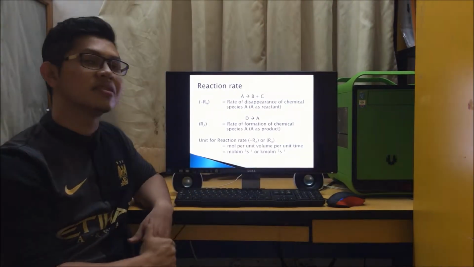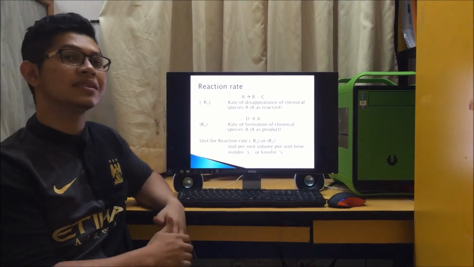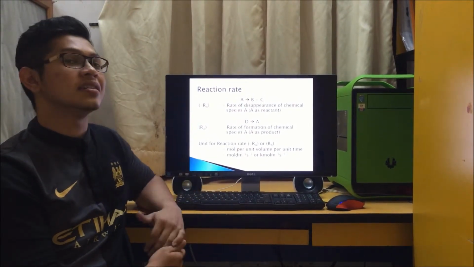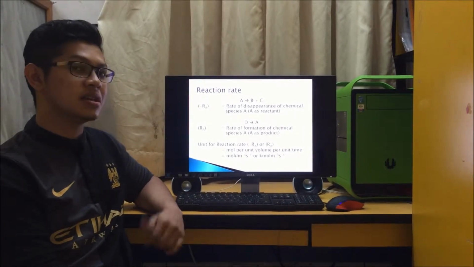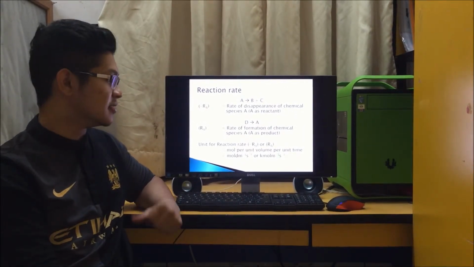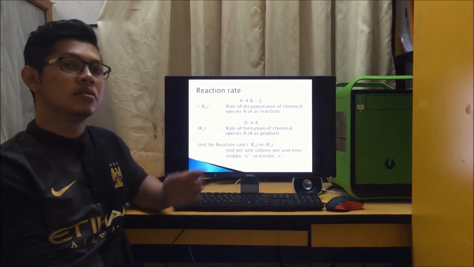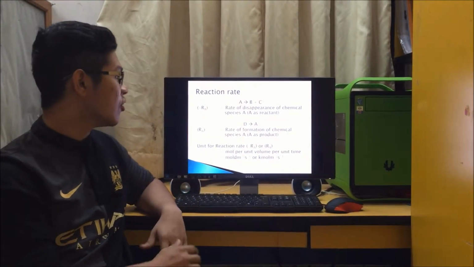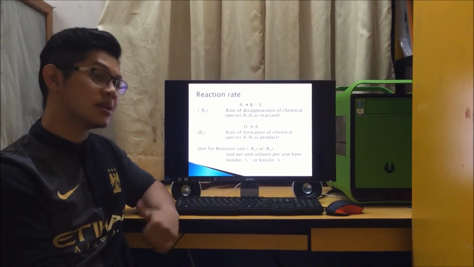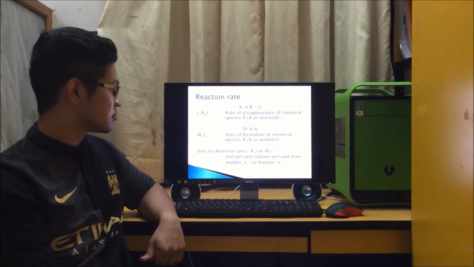Okay, reaction rate. Consider this reaction A into B plus C. Negative RA is the rate of disappearance of chemical species A. A acts as reactant. So next, we consider the reaction of D into A. RA, without negative, is the rate of formation of chemical species A. A also acts as product.